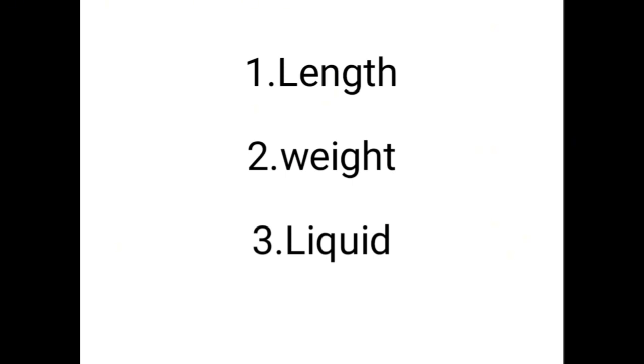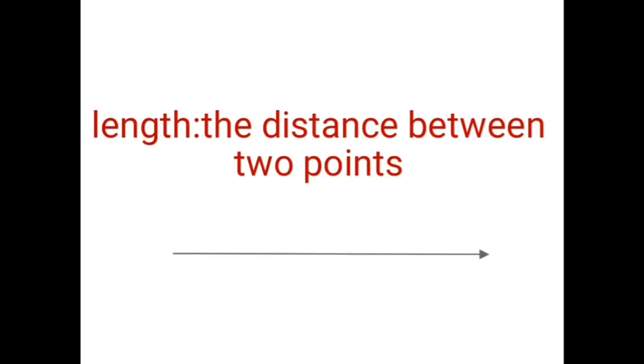So, the first one is length. As you see from the slide, length is the distance between two points. For example, when you see the arrow, there is an initial point and a final point. The distance between the initial point up to the end point is called length.